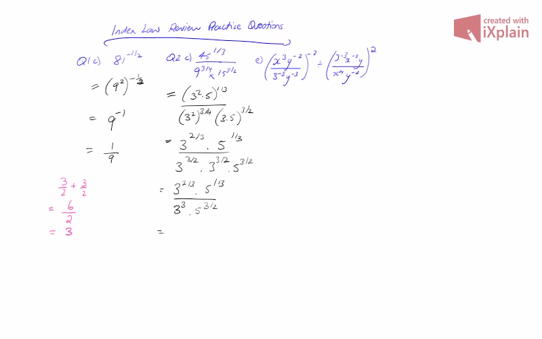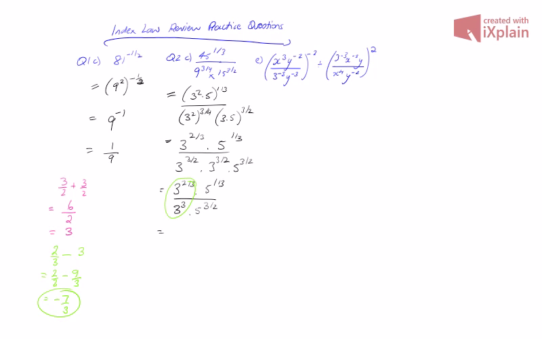Now all we have to do is do the subtraction for the top and the bottom. If I look at the 3's first, I have 2/3 minus 3. In order to do that, I need to make the denominators the same. So 2/3 minus 9/3 is negative 7/3. So that's going to be the power on the 3's. And because that's negative, that's telling me I need to put the base of 3 on the bottom.